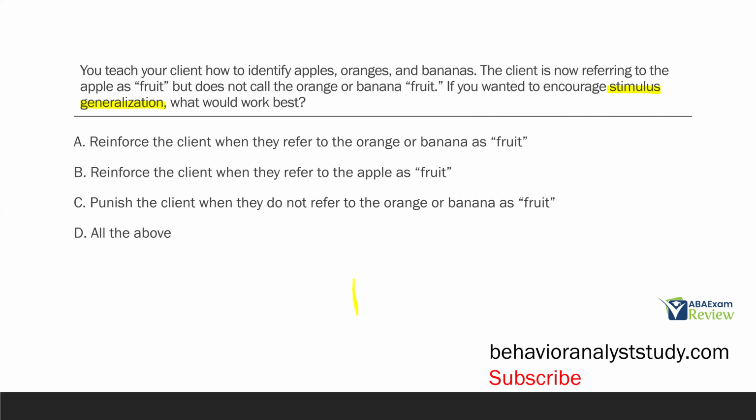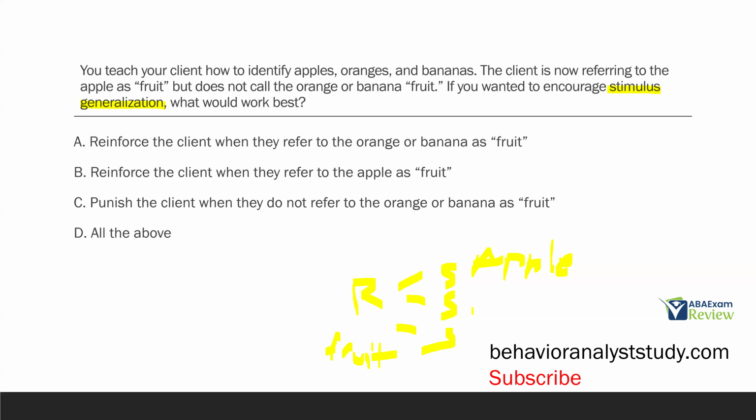Well, it says you're going to have a response occur in the presence of different stimuli. And so what response do we want? Well, we want this response of fruit. And we want fruit to start occurring across all these different types of fruit. So they see the apple and we have it. We want them to start saying fruit for orange and banana. How are we going to encourage that?